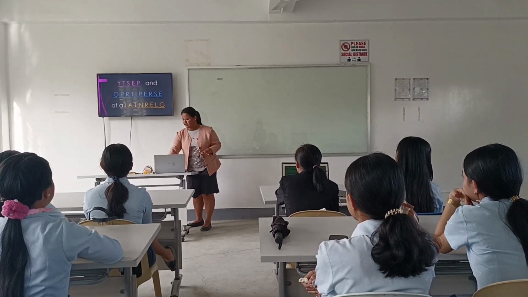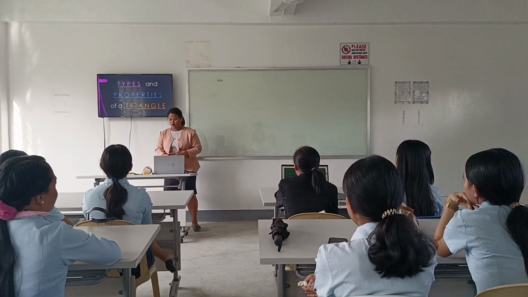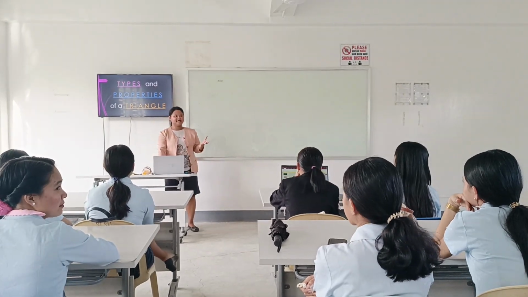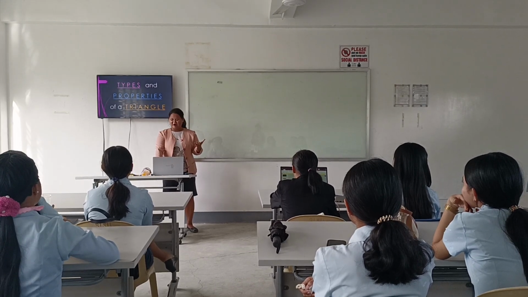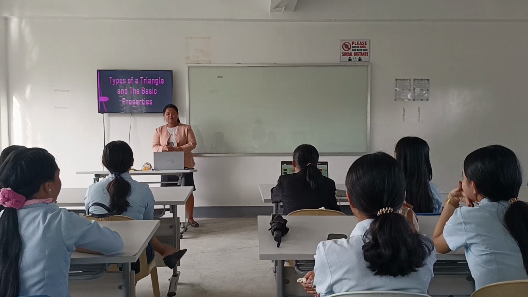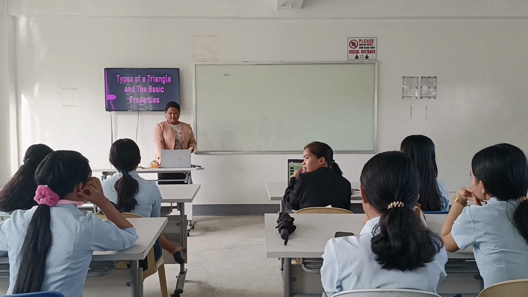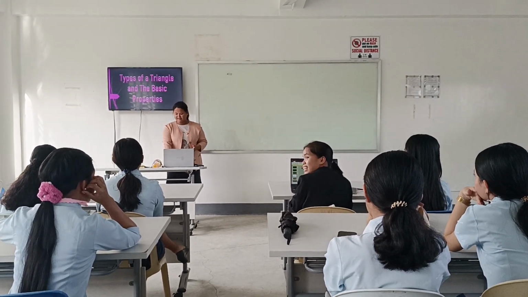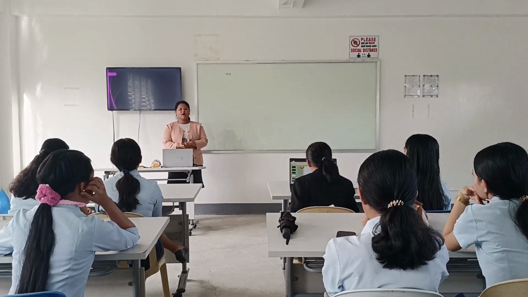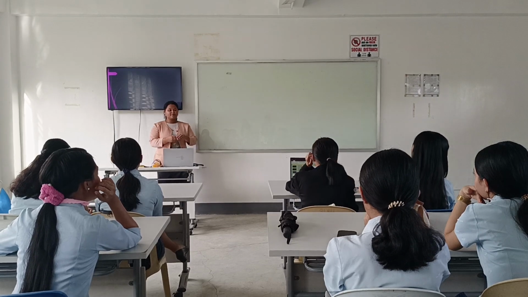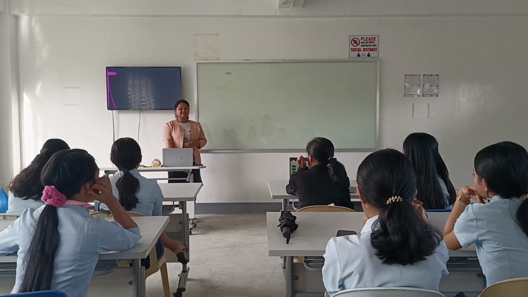Okay, so let us all read together. Okay, so now, do you have any idea about today's topic? Okay, very good. So now we'll be discussing the types of triangle and its basic properties. So first, let us define what a triangle is. In geometry, a triangle is a closed plane figure that has three line segments.